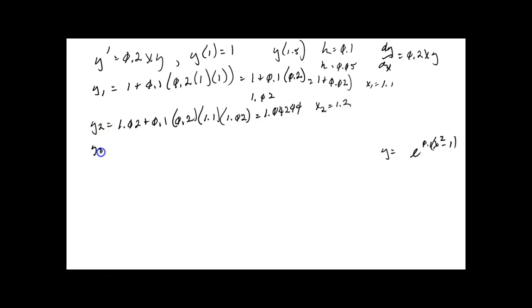So your y3 is going to be 1.04244 plus 0.1 times 0.2 times 1.2 times 1.04244 equals 1.0675, they say. That's okay with me.